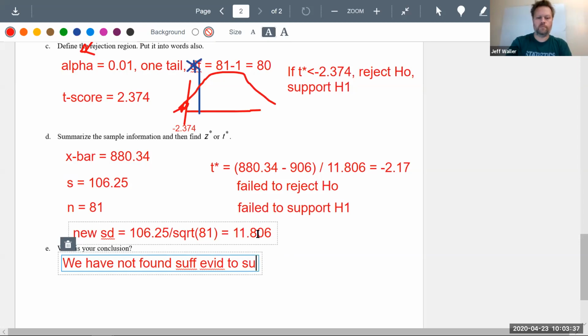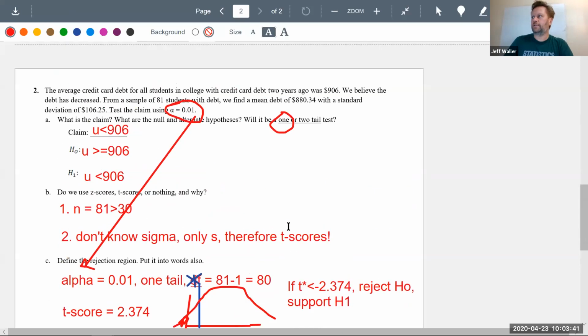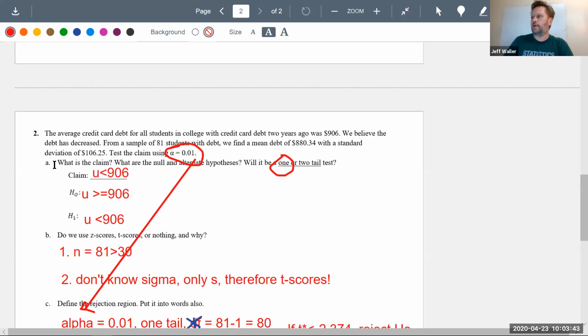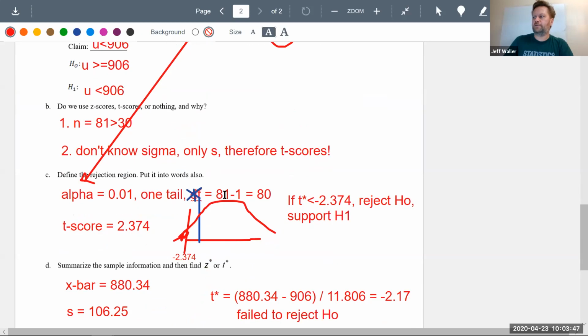Mean credit card debt for college students has decreased.